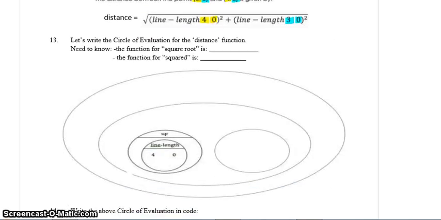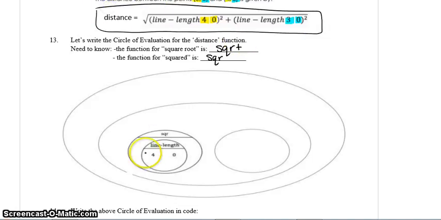A couple of abbreviations you need to be aware of are square root, which is SQRT, and squared, which is SQR. We're going to write the circle of evaluation for the distance function here. The innermost circle is already done for us: line length 4, 0 squared. We just need to repeat that over here for the other line length.